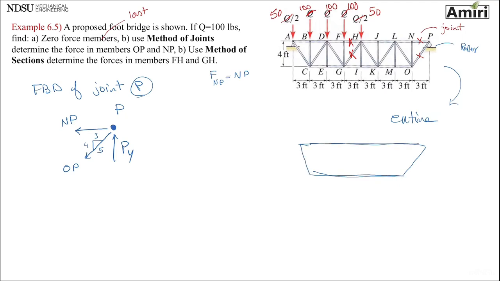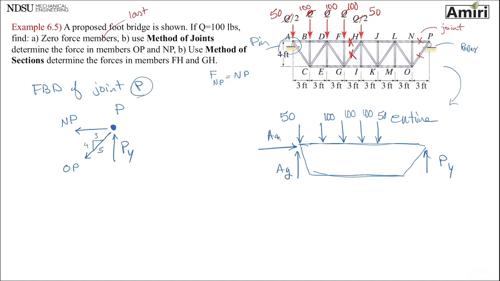Okay. I have active forces, which is 50, 100, 100, another 100, another 50. And then I have PY. And I have AX and AY. This one is a pin, so it has AX and AY. Okay. First thing I see is summation of forces in X equals 0.